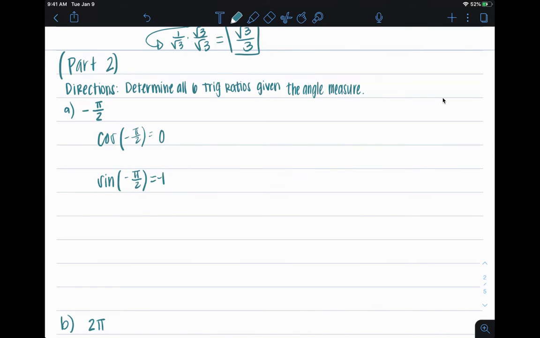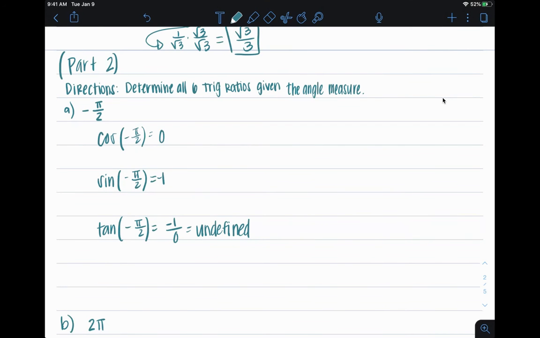And then our tangent value of negative pi over 2 is going to be sine over cosine. So sine is -1, cosine is 0. Well, what is -1 divided by 0? Remember, you cannot divide anything by 0. So whenever you have 0 in the denominator, this is going to be what we call undefined. All right, so tangent of negative pi over 2 is undefined.